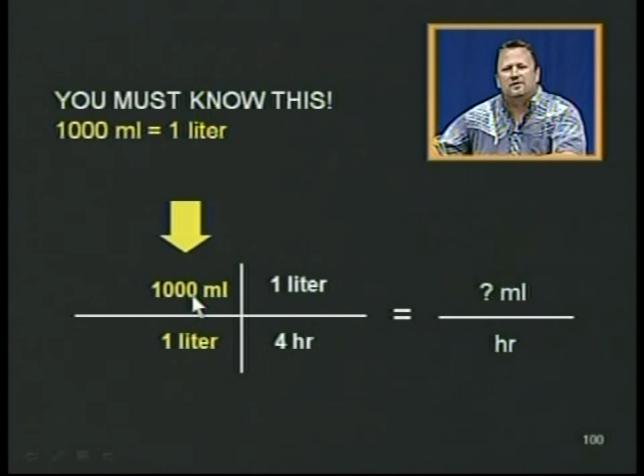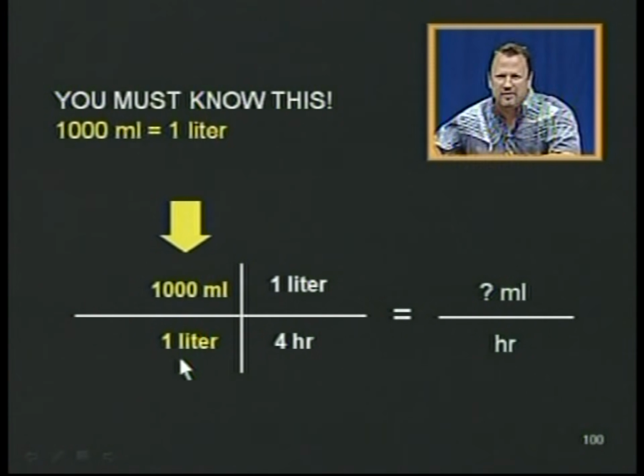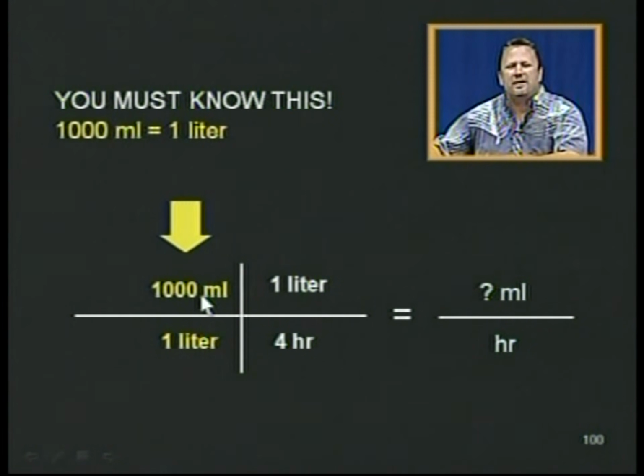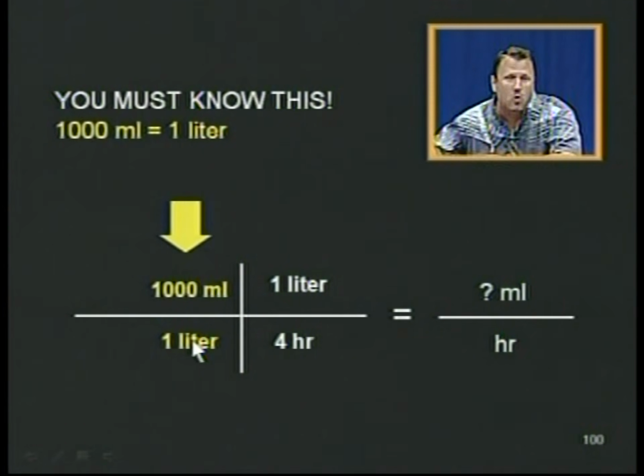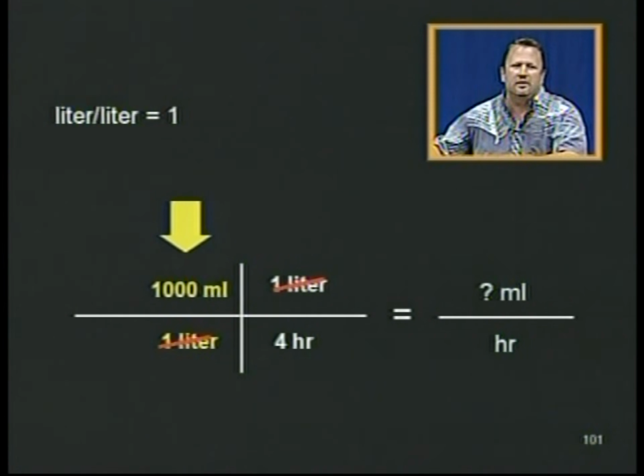Well, 1,000 milliliters is equal to 1 liter, and so 1,000 milliliters over 1 liter is the same thing as 1 liter over 1,000 milliliters. And we put the 1,000 milliliters on top and the liter on the bottom. Notice my liters cancel out because a liter divided by a liter is equal to 1. And 1 times anything is a complete waste of time. And now we're left with milliliters per hour.